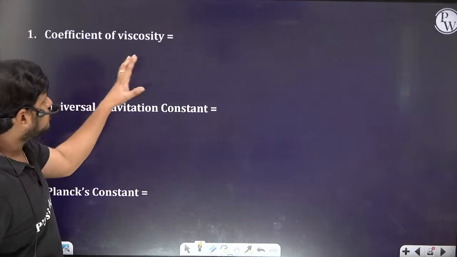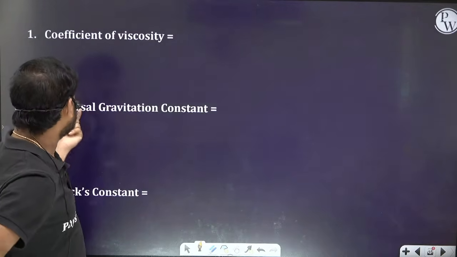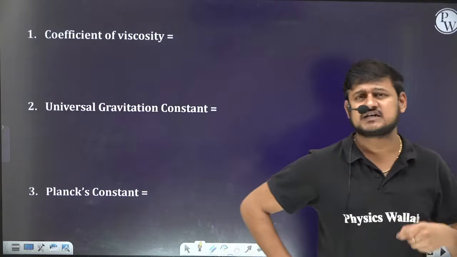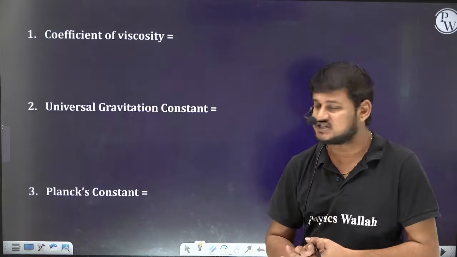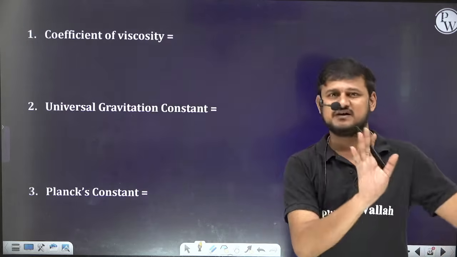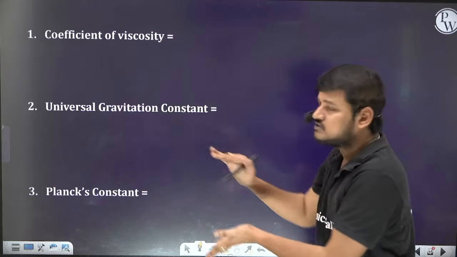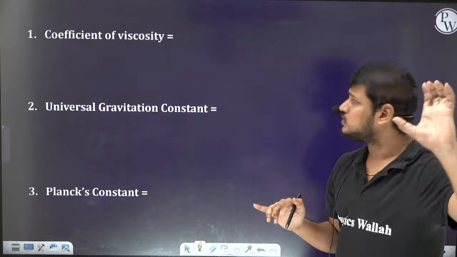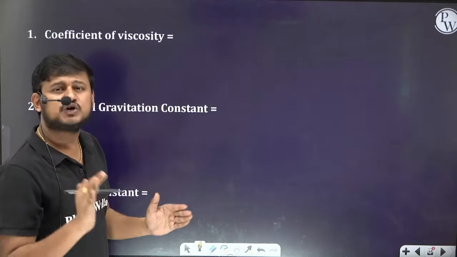Now there are three important terms whose dimensions you should remember for sure. That is coefficient of viscosity, universal gravitational constant and Planck's constant. These are the most commonly asked terms. Whenever a question appears related to units and dimensions, most of the time one of these terms will appear in the exam. So how to remember these three terms? For that I am going to tell you the trick. One is the formula method. Here I am going to tell one simple trick: just remember their units, and from units you can write the formula.